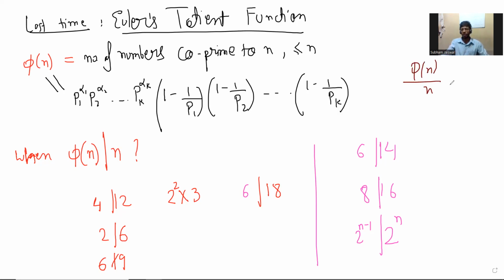What happens to phi of n by n as n becomes very, very large? For certain kinds of numbers, this ratio goes to 1, for example prime numbers. There are some other interesting questions one can think of, but because limits and so on, we are not yet so comfortable, so we're not doing that.